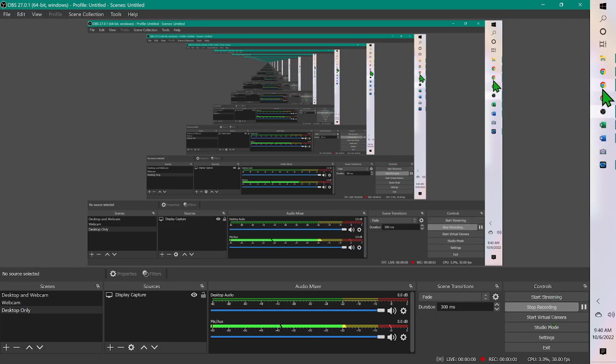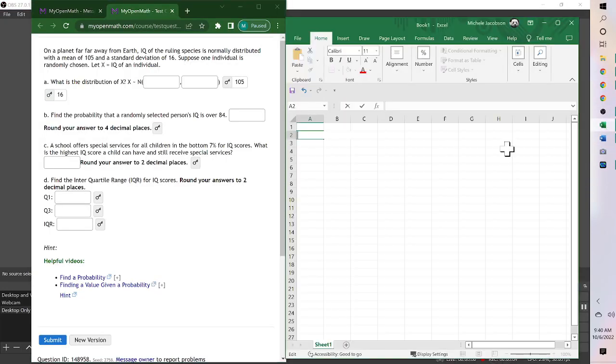Hello. For this problem, I would use Excel. And this first part, the distribution of x, is just the mean and the standard deviation. If we read the article, on a planet far, far away from Earth, IQ of the ruling species is normally distributed with a mean of 105 and a standard deviation of 16. And so that's our mean and our standard deviation. We're choosing one individual. Find the probability their IQ is over 84.